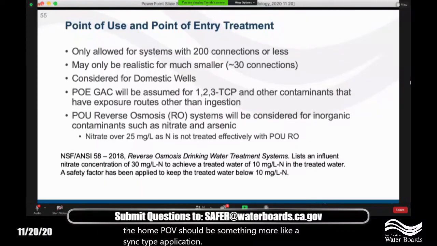So we're assuming that would be reverse osmosis treatment, and that would be for inorganic contaminants such as nitrate and arsenic. And just as a note, nitrate over 25 milligrams per liter as N is not considered to be effectively treated with point of use RO. So we would consider it not applicable. Once we get into those really high concentrations, there are no currently NSF approved units that can do that. There are some in other countries, but they aren't currently NSF approved here. So this could be an area where things change in the future, but at this time, we can't assume that methodology would be effective for very high nitrate concentrations.